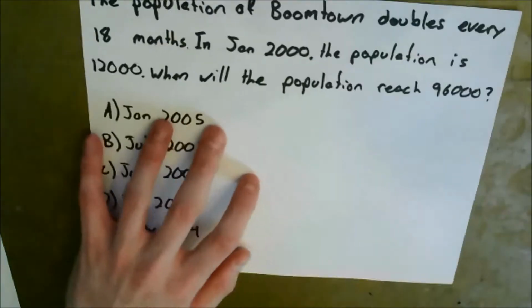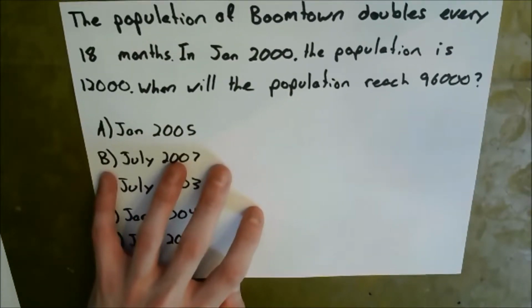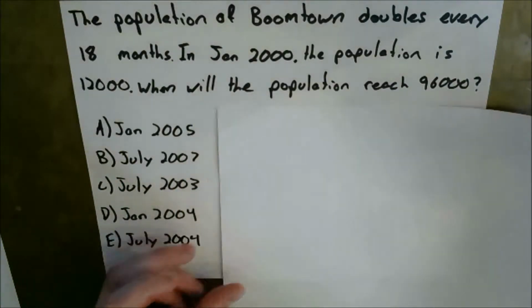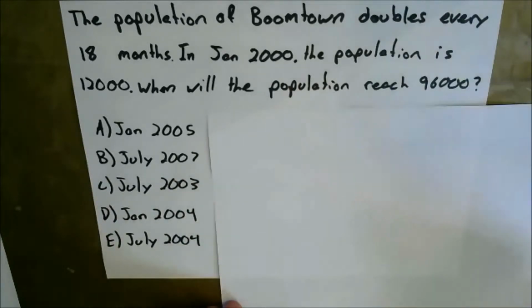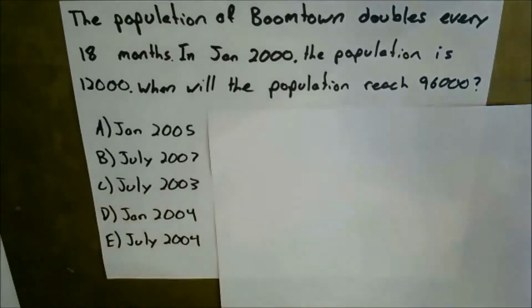So sometimes these problems can sound tricky at first, but none of them take more than a minute to solve if you know what you're doing. So practice, practice, practice. Okay, the population of Boomtown, that's a funny name, doubles every 18 months. In January 2000, the population is 12,000. When will the population reach 96,000?